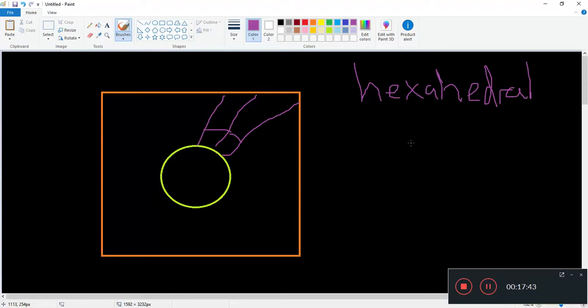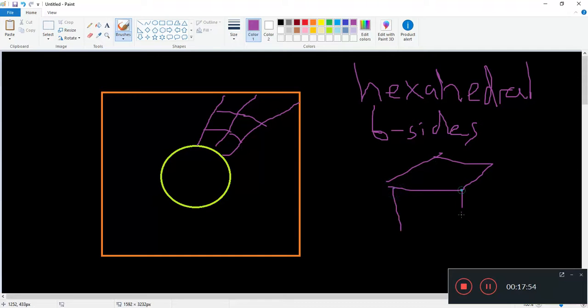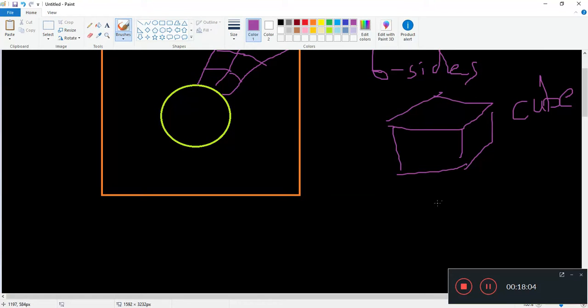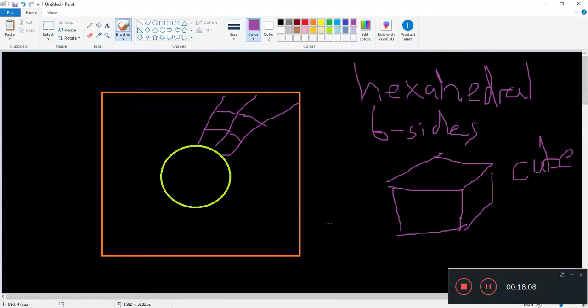Okay, these are hexahedral blocks. What is hexahedral? These are six-sided, basically. So for example, a cube is six-sided, and that's why we call it hexahedral. So any kind of six-sided object, six-sided 3D volume, is called a hexahedral.